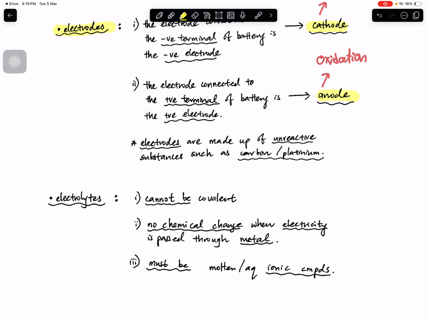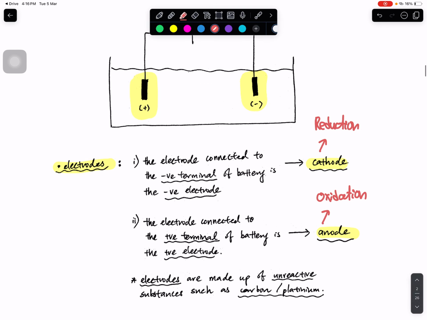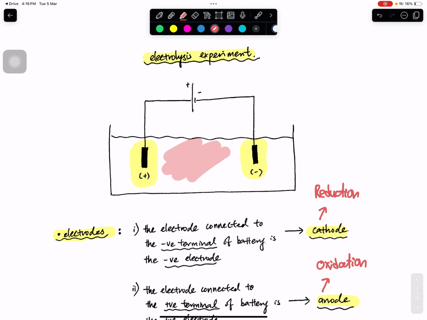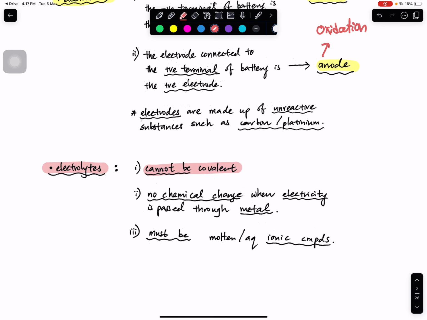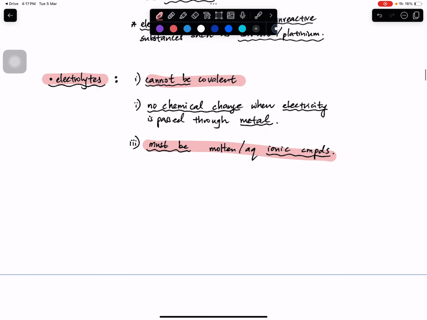The next thing here is the liquid inside this experiment, which is the electrolyte. The electrolyte will be over here. The electrolyte cannot be covalent, alright? It must be an ionic compound that is aqueous or molten. The reason it needs to be aqueous or molten is because it needs to be able to conduct electricity.